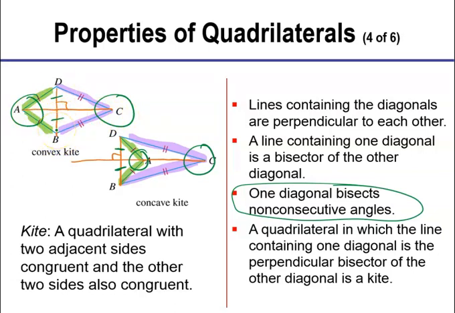Okay. Now, finally, a quadrilateral in which the line containing one diagonal is the perpendicular bisector of the other diagonal is a kite. So if you have a quadrilateral in which this situation is true, you absolutely have a kite. Okay. So again, one diagonal is the perpendicular bisector of the other one. That's how you could prove something is a kite. A quadrilateral. It has to be a quadrilateral, right?